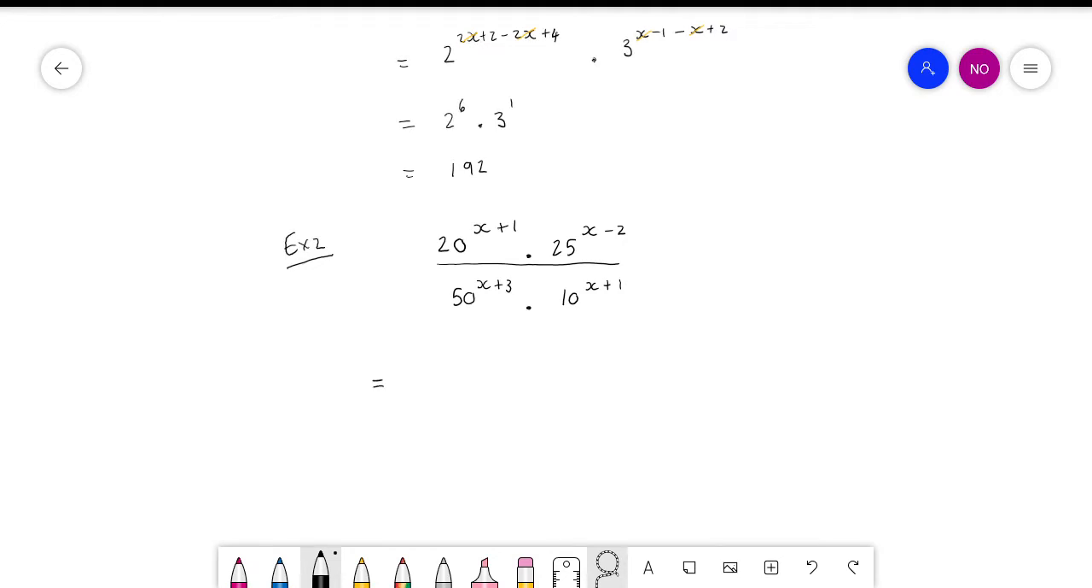Okay, so ons het eers gekyk en gesien, hier is nêrens 'n plus of 'n minus wat my terme skei in die teller of in die noemer nie. So then I go ahead and I break the 20, the 25, the 50 and the 10 up into their prime factors. So ek gaan nou gaan en sê, daai ene kan ek skryf as 2 kwadraat maal met 5. En dis waar die hele hakie tot die mag x plus 1. 25 as a product of its prime factors is 5 squared to the power of x minus 2.